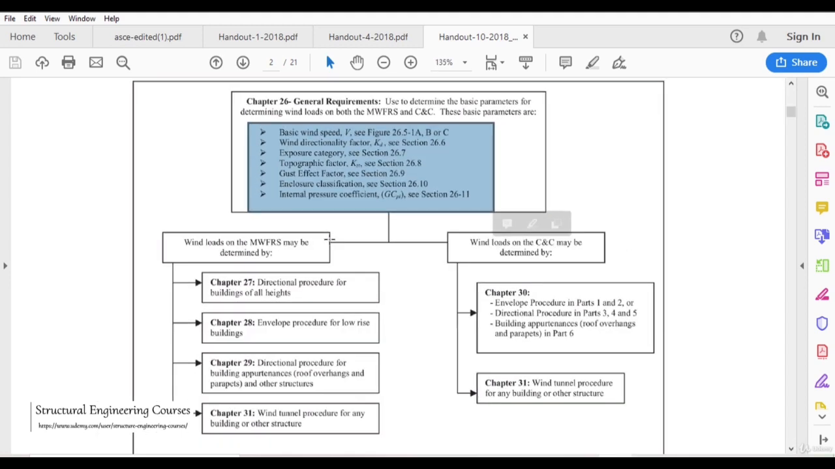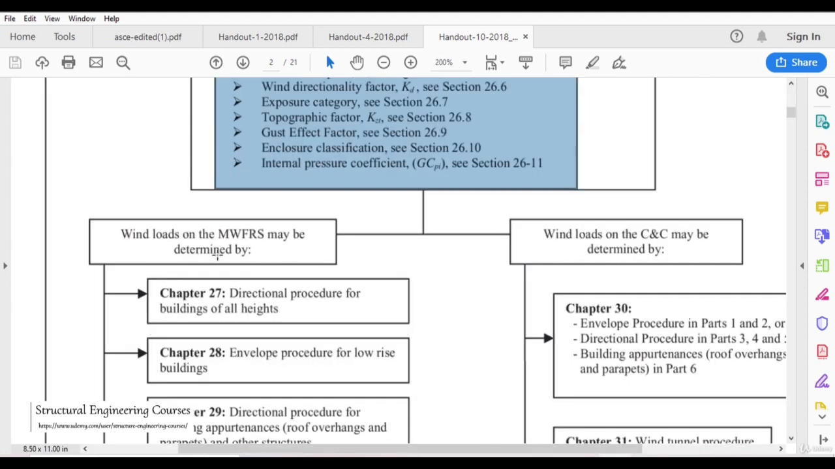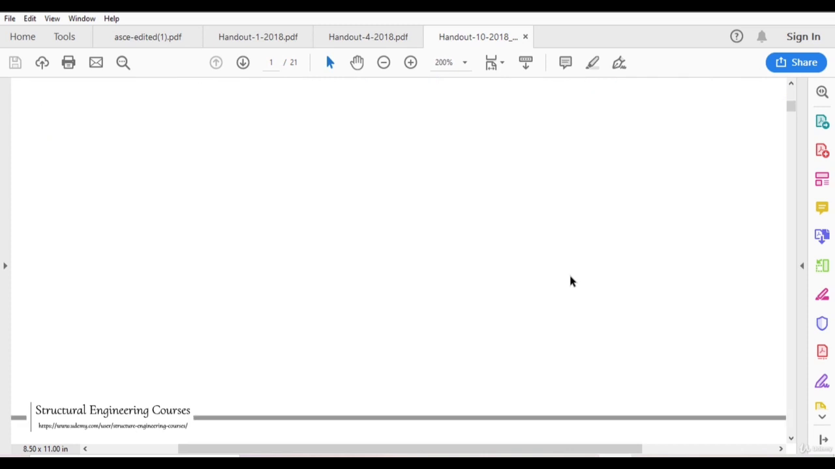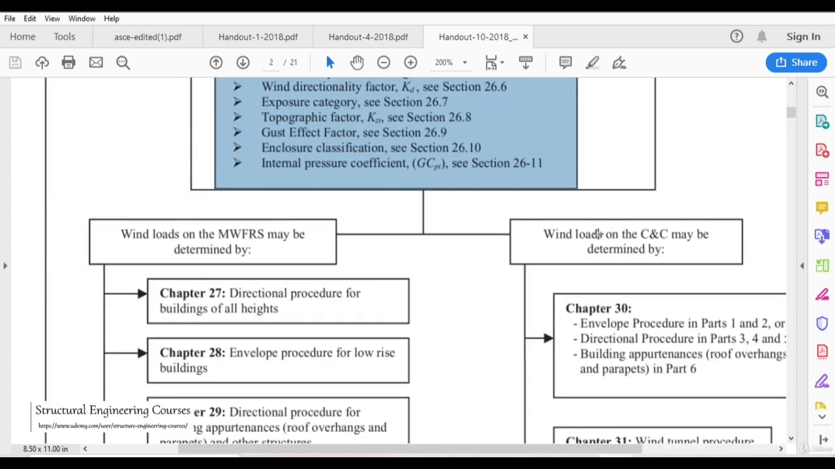And after that, it talks about wind load on MWFRS and wind loads on C&C, that is components and cladding. I already explained that for components and cladding the values are different. For the MWFRS, that is the main wind force resisting system, the values are different.